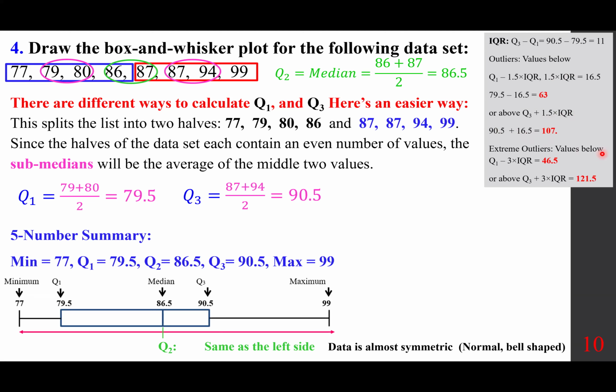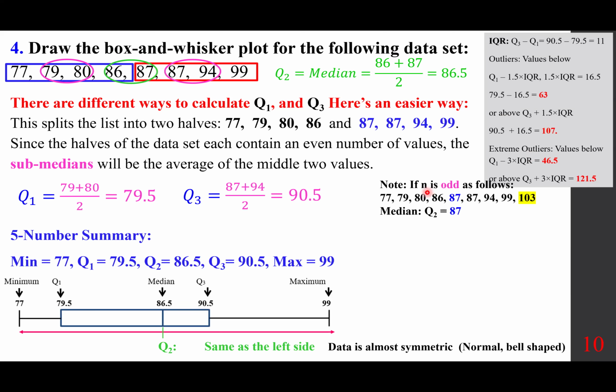And extreme outliers, if it's 3 times IQR, so Q sub 1 minus 3 times IQR, and make sure you do the calculations, 46.5, and Q sub 3 plus 3 times IQR, that is 121.5. My point being, if they asked for outliers, we can calculate them. So a number less than 63 is an outlier. We don't have it here. A number larger than 107 is an outlier. We don't have any outliers.